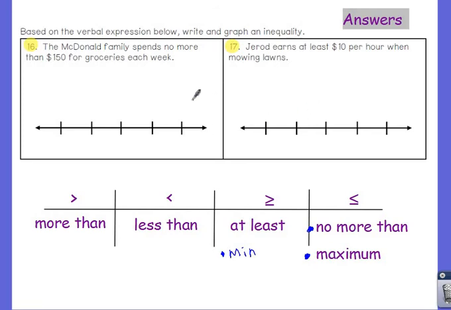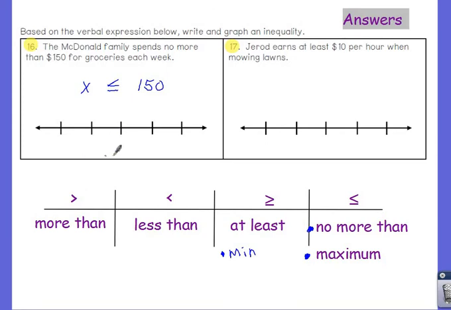All right, 16 says the McDonald family spends no more than $150 for groceries each week. So they spend $150 possibly. Can they spend $160? No. Can they spend $140? Yes. Can they spend $150? Yes. No more than. Here is the symbol that it correlates with. So it can be less than or equal to. So they can spend $150. They can spend less than it.